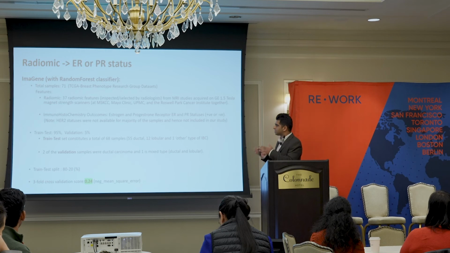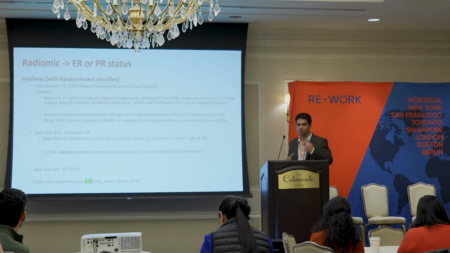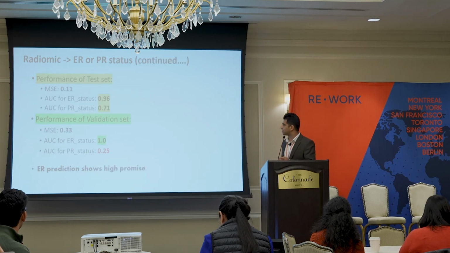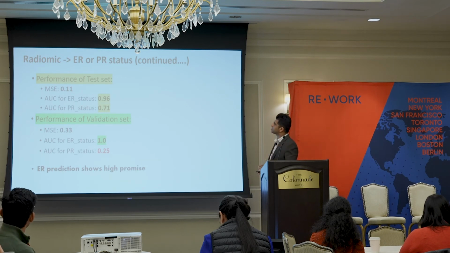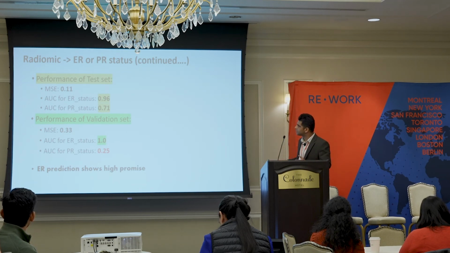For the train-test split it was 80 to 20%, and we performed a threefold cross-validation within the training data set so that we could deem the performance of this model from the cross-validation point of view, which would indicate overfitting of the model, and we arrived at a nice score of 0.24. Then we compared that with the performance on the test set and the validation set. We got a nice AUC for the ER status, 0.96, and a mid to low performing AUC for the PR status, with an MSE altogether of 0.11.